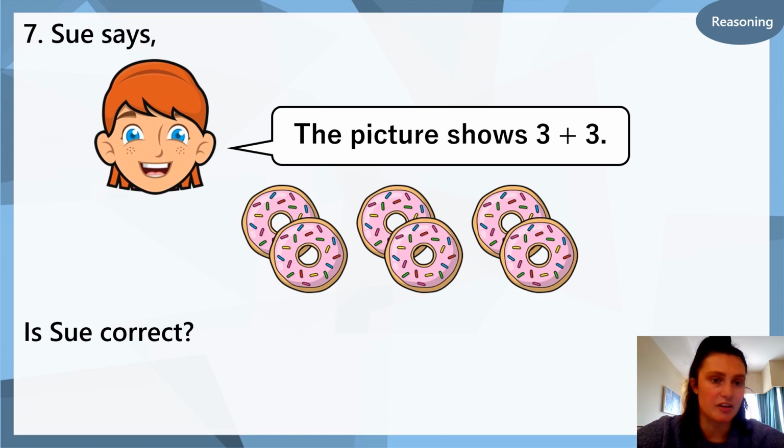Okay, question 7. We have a girl called Sue. Sue says, this picture shows 3 plus 3. Have a look at the donuts. Is it showing 3 plus 3? 2 groups of 3? Is she correct? I want you to write true or false, and I want you to tell me why. Why is she right or why is she wrong?